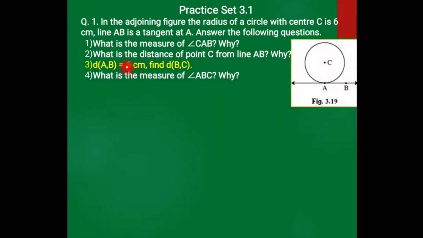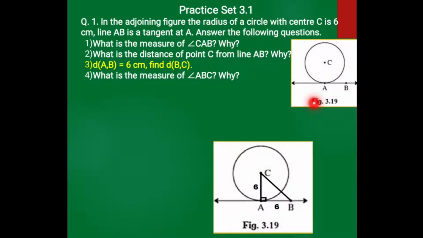Now see the third question. The distance AB equals 6 centimeters. Find the distance BC. Here the distance of AB is given, which is 6 centimeters. CA is the radius, so it is also 6 centimeters. We have to find this distance BC. So we first draw a diagram. We join this center with this point of contact A. So we get here CA, which is the radius, and this distance AB is given, which is 6 centimeters. We have to find the distance BC.